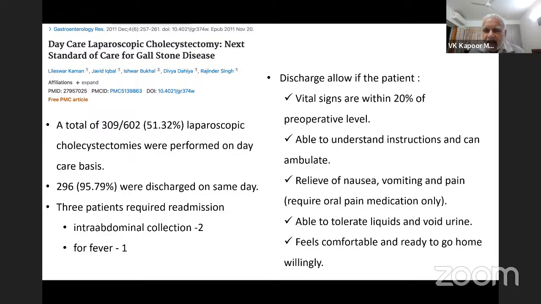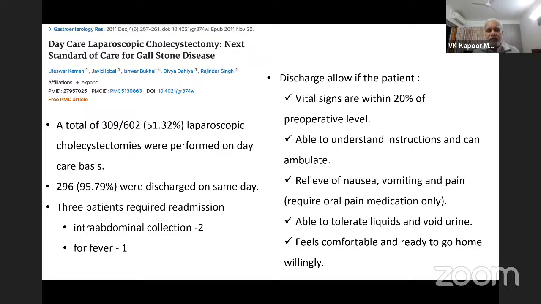And they said that if you practice it as a daycare surgery, you have to be extra cautious. You have to give clear instructions to the patient. The patient has to understand them. The patient should be ready to come back if and when there is a problem. And you should have a system that if the patient comes back, the patient is attended to quickly.